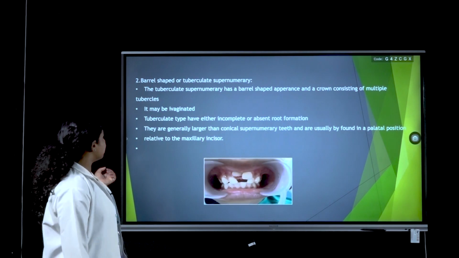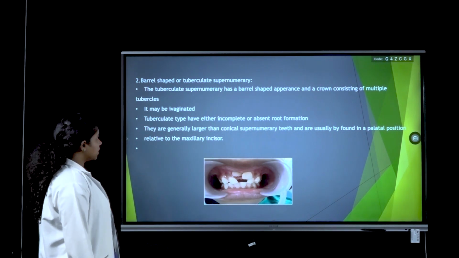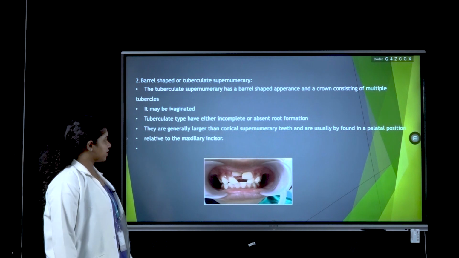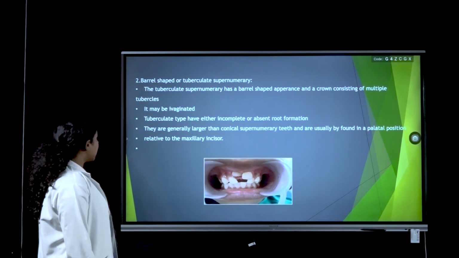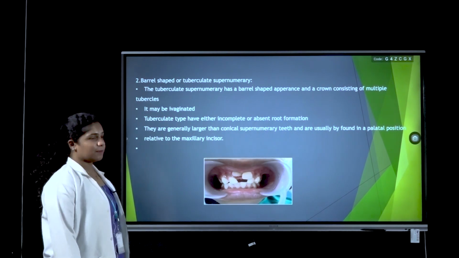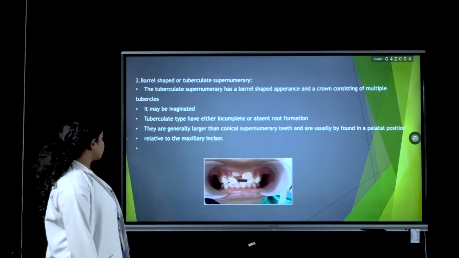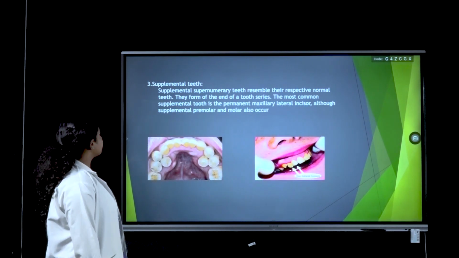The second type being barrel-shaped or tuberculate supernumerary teeth. The tuberculate supernumerary teeth are generally barrel-shaped, and the crown consists of multiple tubercles. It may be invaginated. Tuberculate type either has incomplete or absent root formation. They are generally larger than conical supernumerary teeth.